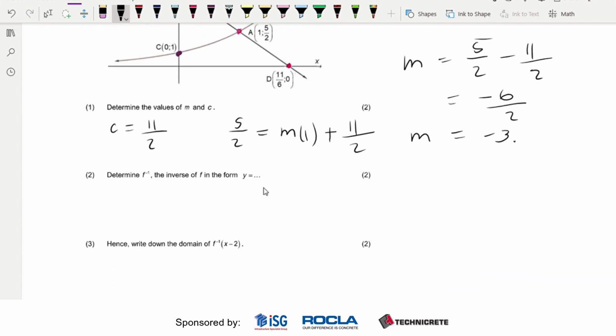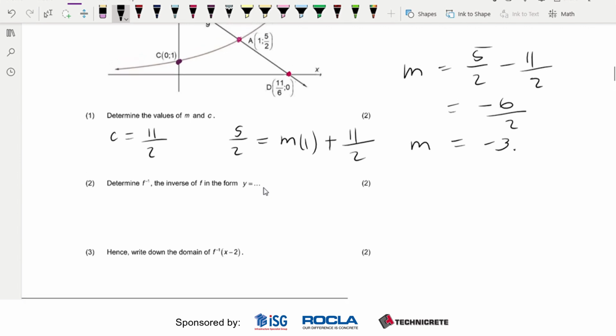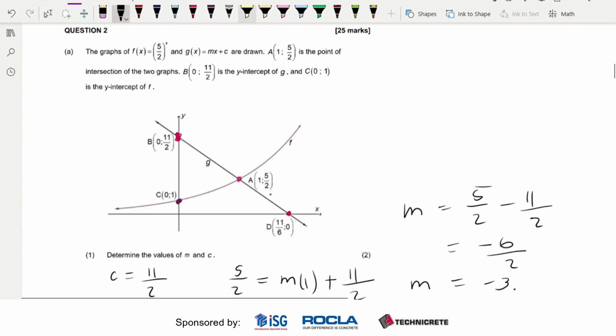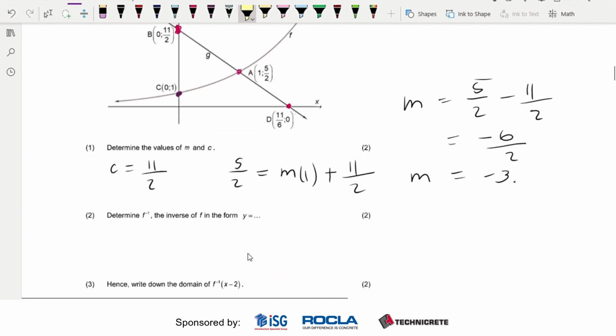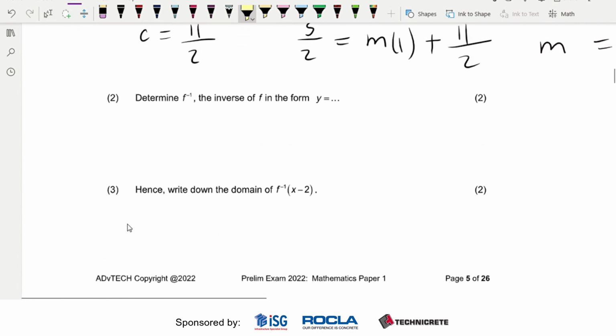Question 2 asks us to determine f inverse, which is the inverse of f, in the form y is equal to. So our graph for f is given by f of x is equal to (5/2)^x. This is an exponential function. So we know that the inverse of an exponential is given by the log. So y is equal to log, and our base is going to be 5 over 2, times the exponent. So the inverse of f is y is equal to log base 5 over 2 of x.